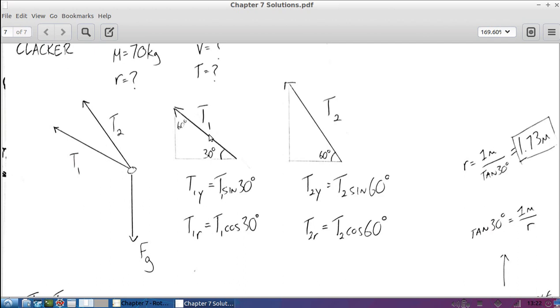But we're in the r and the z direction. So anything towards the center of the circle, I'm going to say is positive. So T1 in the y direction is T1 sine 30. T1 in the r direction is T1 cosine 30. So I've got a y direction vector and an r direction vector.